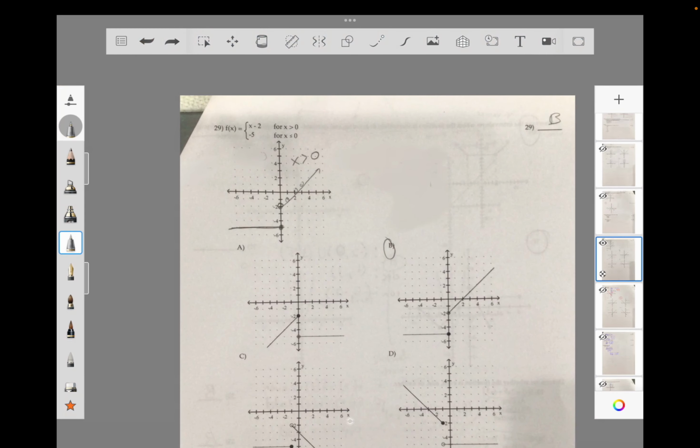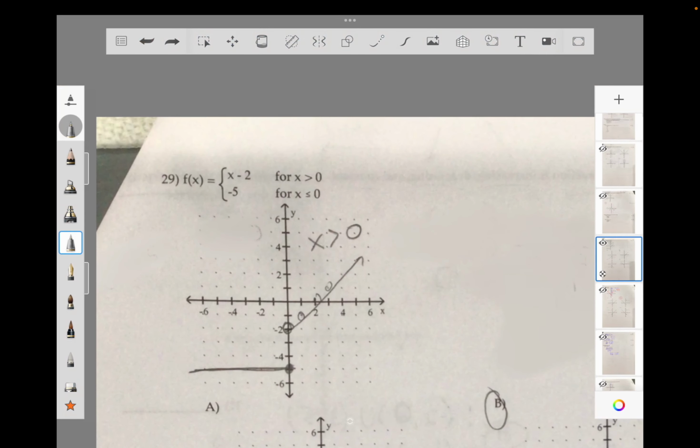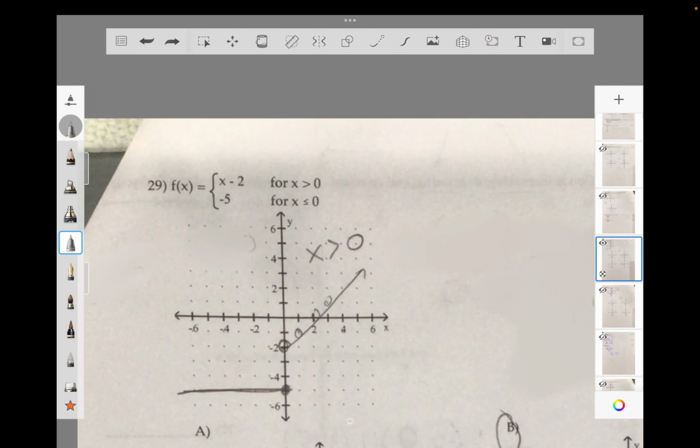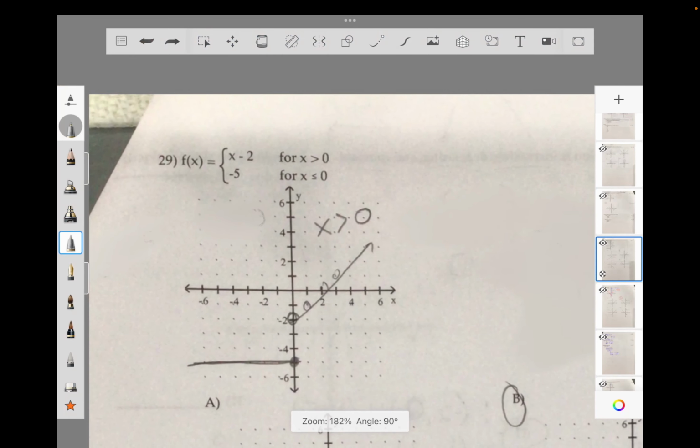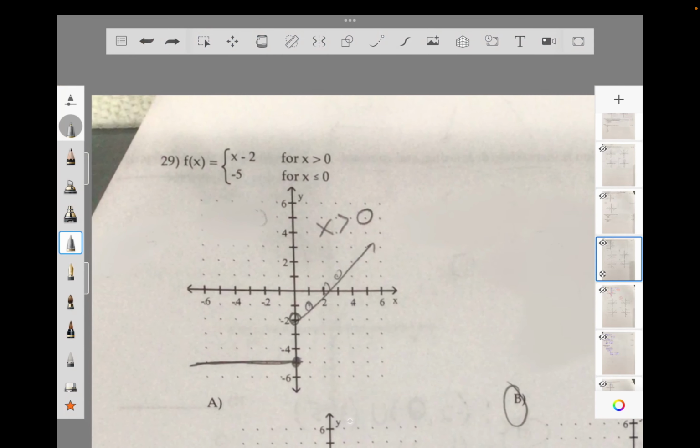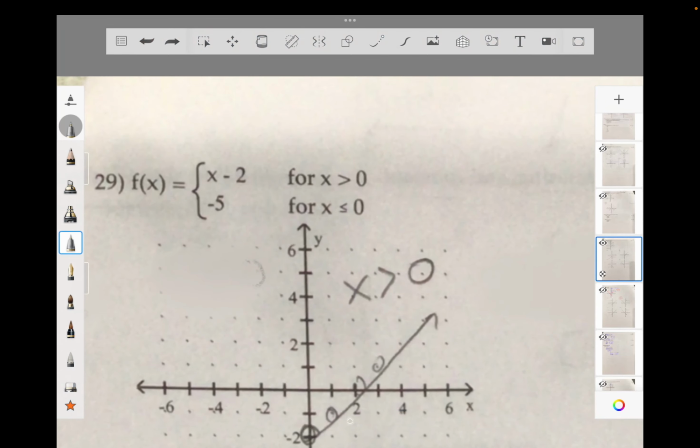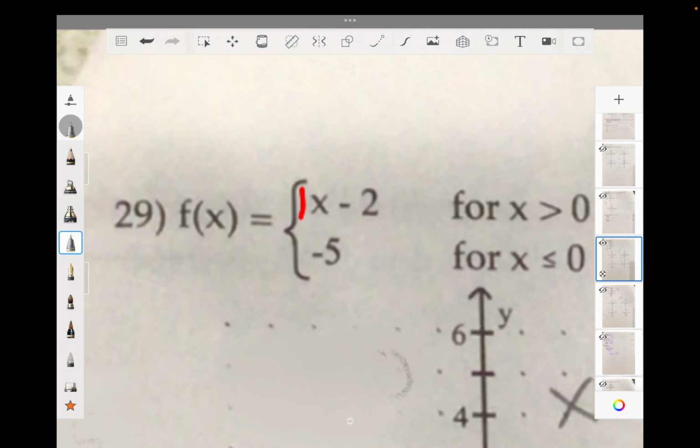Oh, another one. And you already drew it, but I guess we could just confirm. No. Okay. Excuse me. So x is greater than 0. Our function is going to be x minus 2. So that means our slope is going to be 1 and our y-intercept is going to be -2.